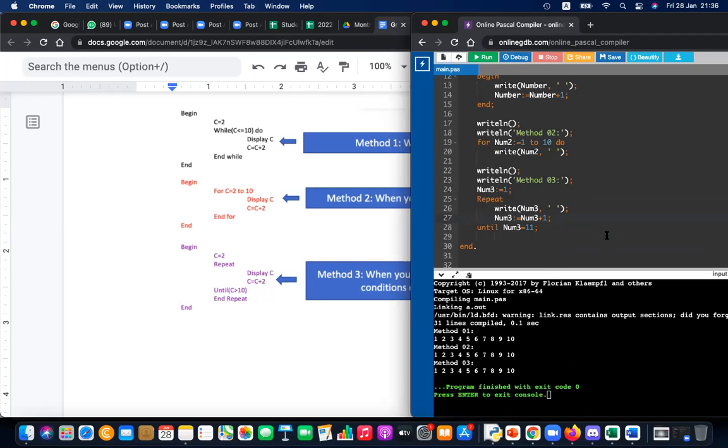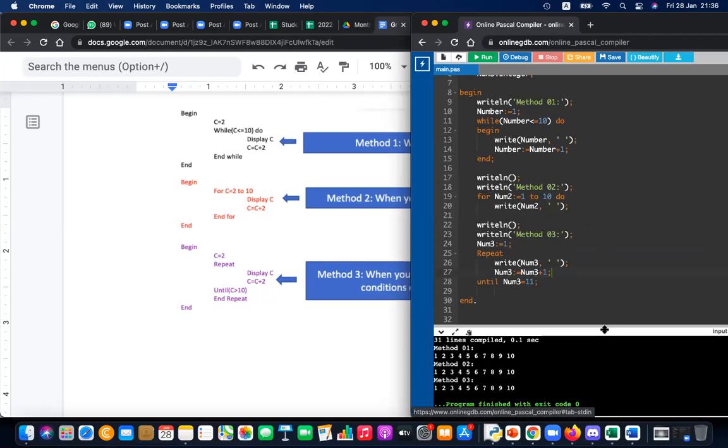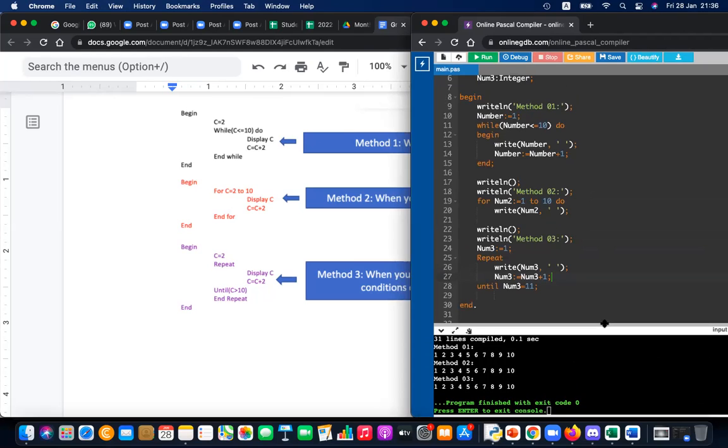So now you have all 3 methods included here. Please write down, add this to your code, test this and share the screen also. I'll give you 2 minutes, add this quickly and let's share the screen after that.